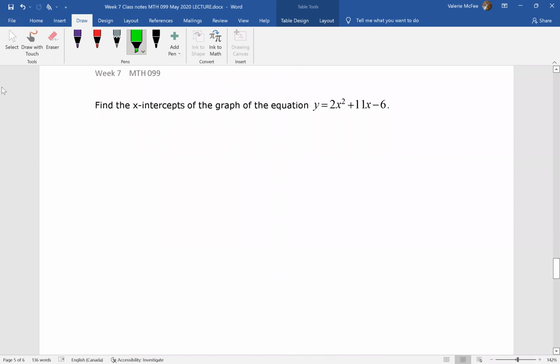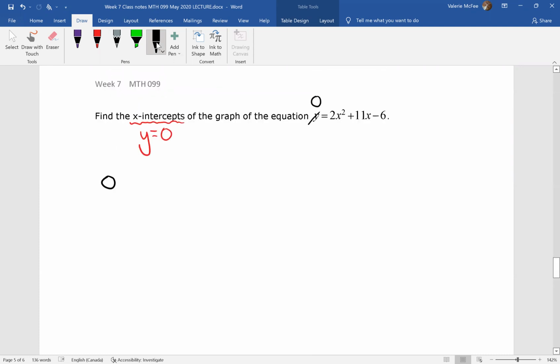This looks like a good test question, a good exam question. We're being asked to find the x-intercepts of the graph. Well, how do we find the x-intercepts? The same way we always do, by letting y equal 0. Well, think about that. If we let y equal 0, all I'm asking you to do here is solve a quadratic equation. Why don't you pause your video and solve this?